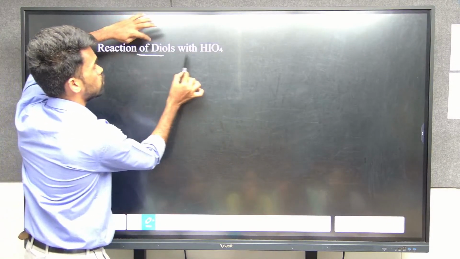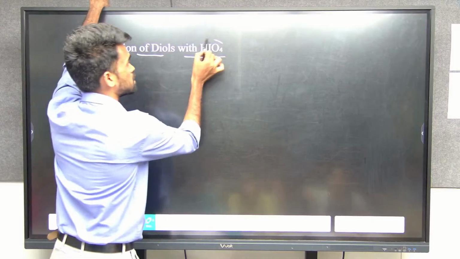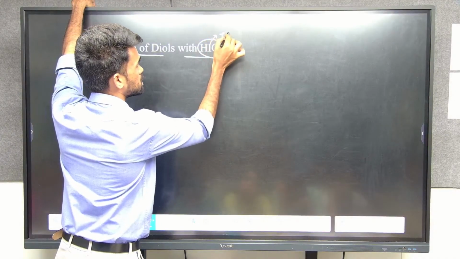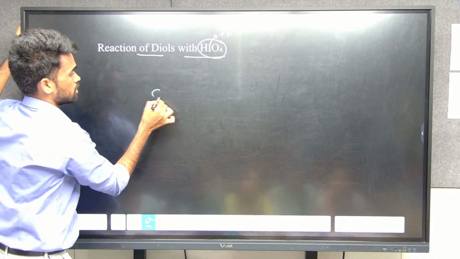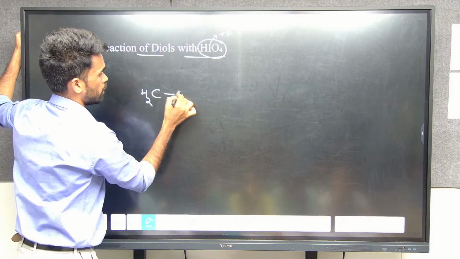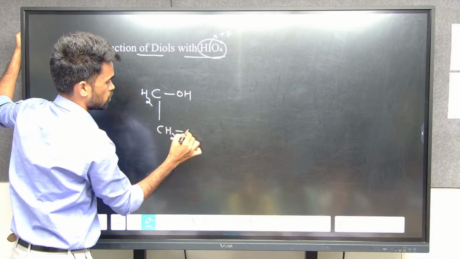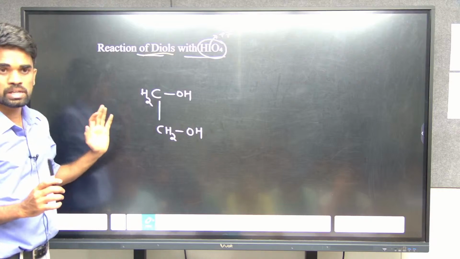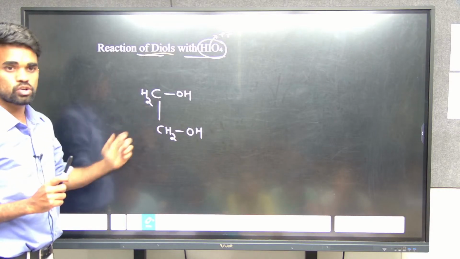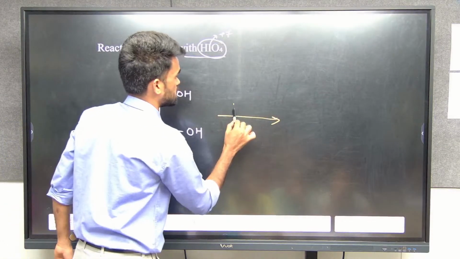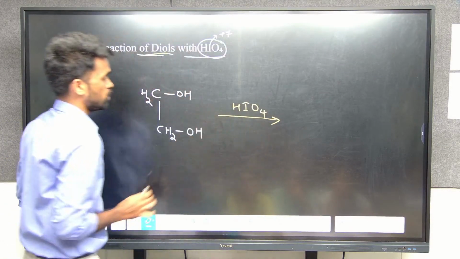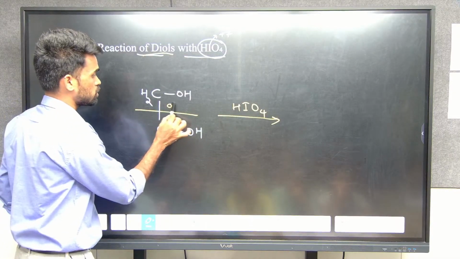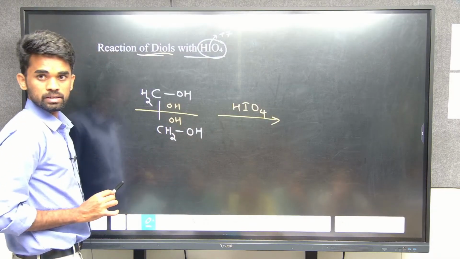Reaction of diols with HIO4. You can call this periodic acid. What is the oxidation state of iodine here? +7. So now what it will do is CH2OH, CH2OH. Like this, diols I am saying now. So whenever we have diols or triols or polyhydroxy compounds, upon treating with HIO4, you just need to break this bond like this. You are breaking the C-C bond now. Insert one OH on the upper side and one on the lower side. That's it.